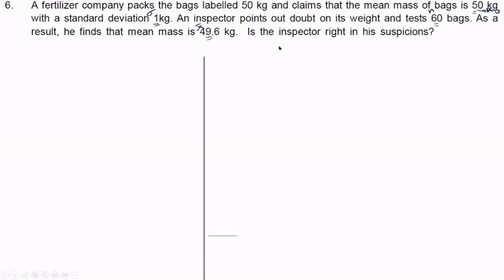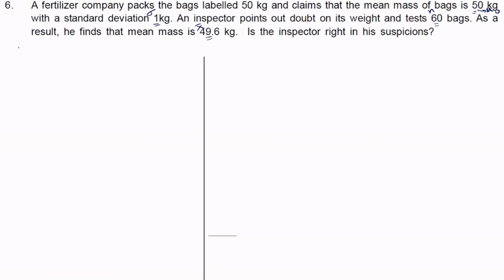We have to test whether the inspector is right in his suspicions. Since here we have the population standard deviation given and the sample size is also large, again here we have a large sample test. As I already mentioned, as the degrees of freedom increase, the t distribution tends to become the normal distribution. So we can also use the t test for this.